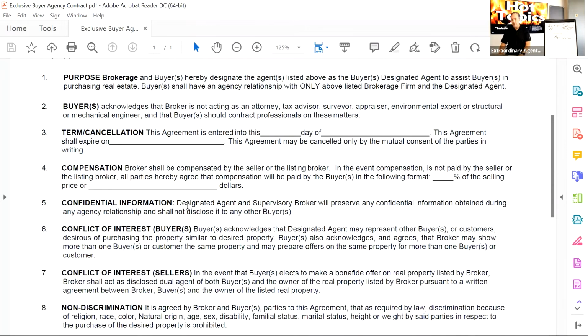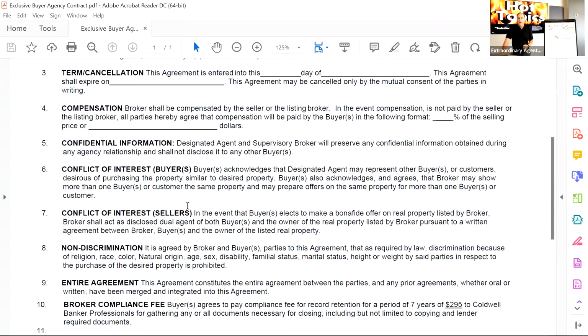Now, compensation. Don't be afraid to state that you're going to get compensated. But I want you to see with the way this is written, the way our buyer representation contract states, the broker shall be compensated by the seller or the listing broker. If we went to a court of law, I don't know which way this would go. Because if we say that we get 3 and they're only offering 2.5, could we pursue the 3? I don't know an answer to that.